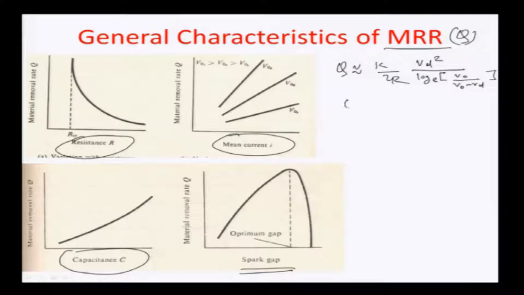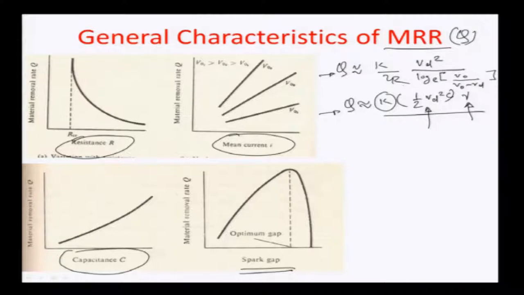and Q was found as K times half C Vd square times nu, where nu is the frequency of generation of the spark. Half C Vd square is the total amount of discharge energy that is needed by the EDM process, and of course, Q is proportional to both these terms together. So, if we look at the various aspects in these two equations, we will have different trends.